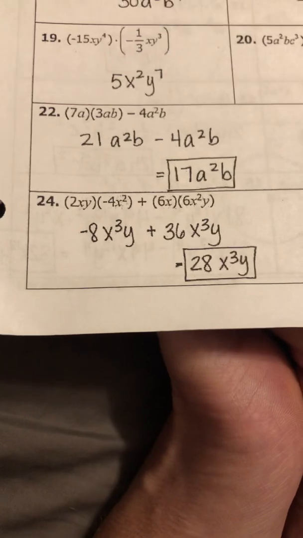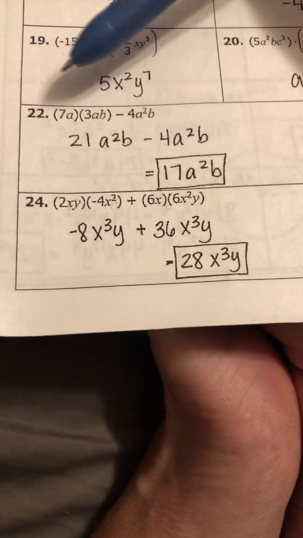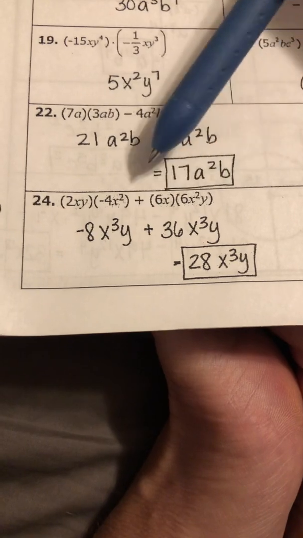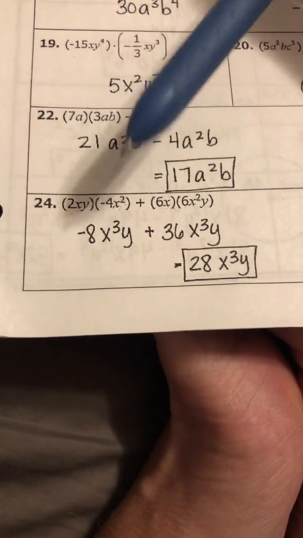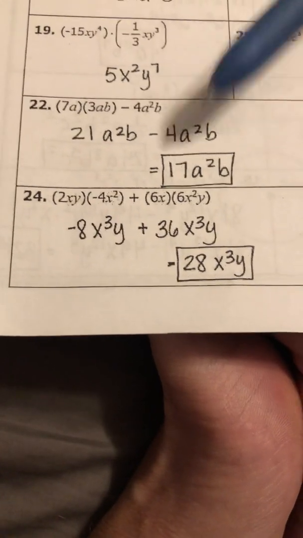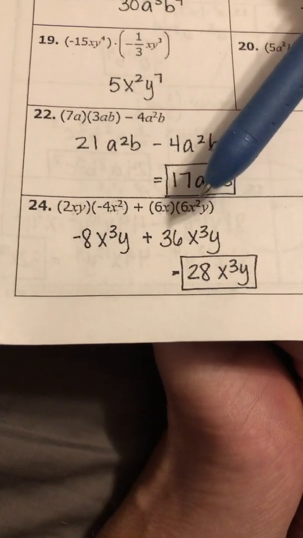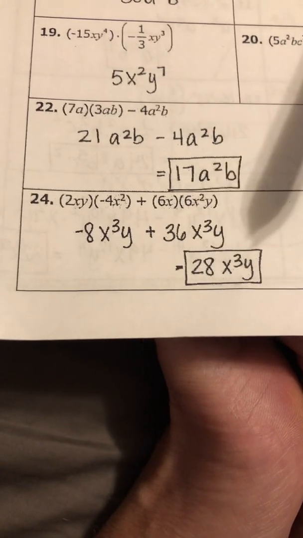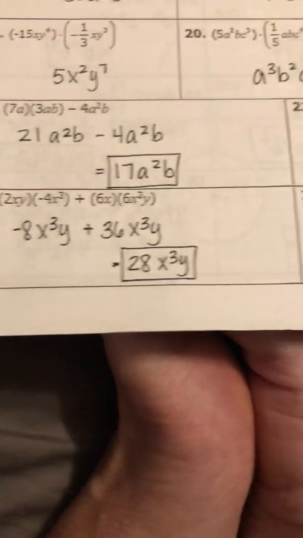Down here, what do we got? We are doing a similar thing, because we're multiplying 2 terms over here. We're adding them to 2 terms over here. So again, I'm just doing my same rule. I'm multiplying the coefficients and my product rule with the exponents. Same over here. And I'm going to end up subtracting 8 from 36 to get 28x to the third y.